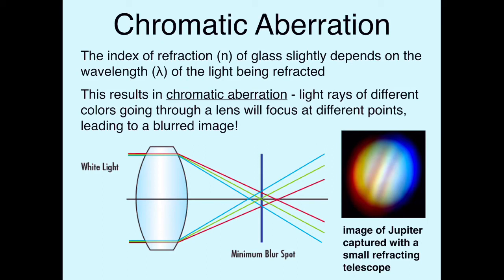So here's an example of that. This is an image of the planet Jupiter that's captured with a small refracting telescope, and you can see this chromatic aberration. In other words, the red and the blue light is not focusing at the same point, and that results in a blurry image, okay?